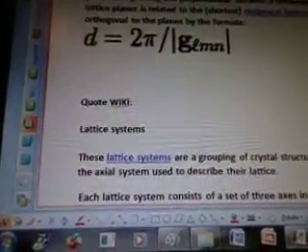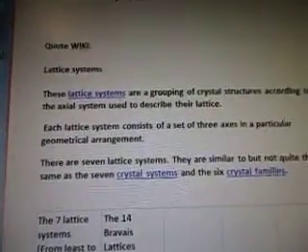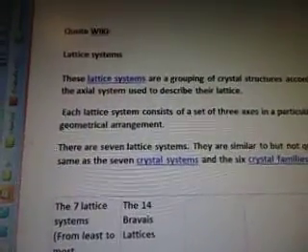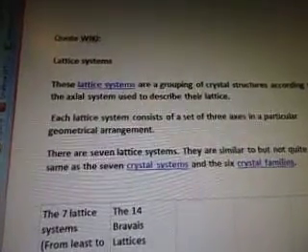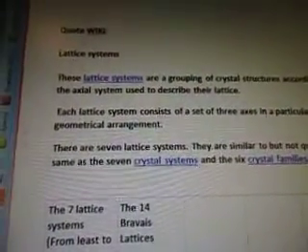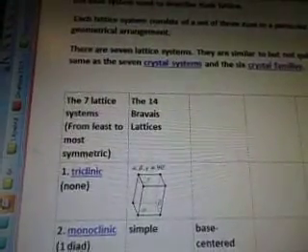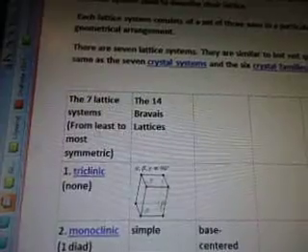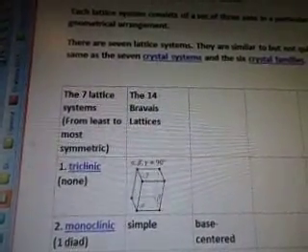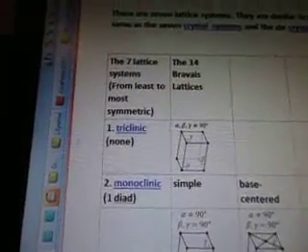Quote Wiki. Lattice systems. These lattice systems are a grouping of crystal structures according to the actual system used to describe their lattice. Each lattice system consists of a set of 3 axes in a particular geometrical arrangement. There are several lattice systems. They are similar to, but not quite the same as, the 7 crystal systems and 6 crystal families. The 14 Bravais lattices, the 7 lattice systems.